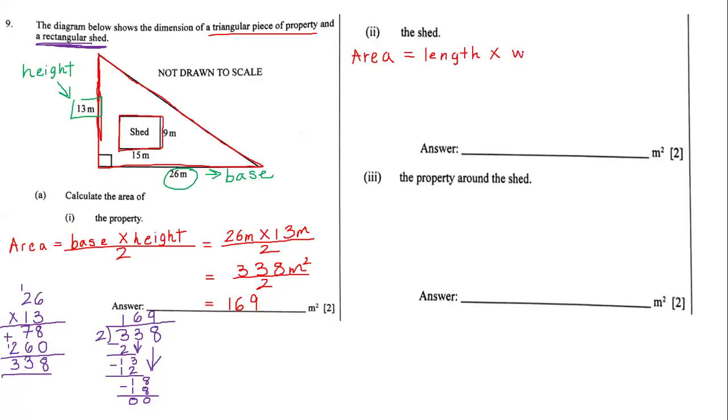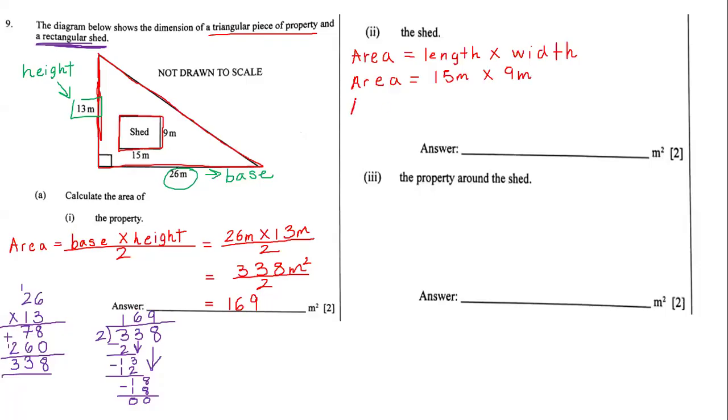Class, what is the length of the rectangle? 15 meters. Thank you. The length is 15 meters because the length is the greater number, the longer side. And what is the width in this question? 9 meters, very good.